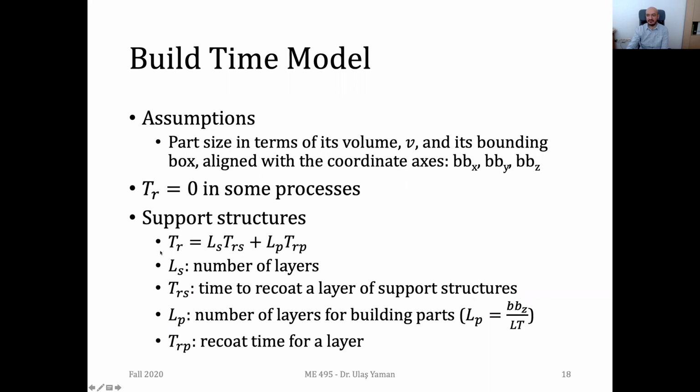Any questions, guys? Hocam, when there is post-processing, which part does it go into, or is it evaluated as part of the build time? No, it's not included in this build time, since it's spent after the part is manufactured in this additive manufacturing machinery. It's something different. You need to calculate it with different equations.